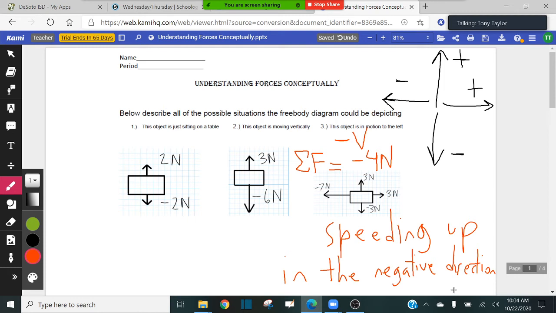Guys, if you get confused on knowing whether or not something is speeding up or slowing down, I'm going to give you a hint. Y'all see these signs here? Both these signs are negative. If both these signs are the same, the object is always speeding up. If their signs are different, the object is always slowing down.